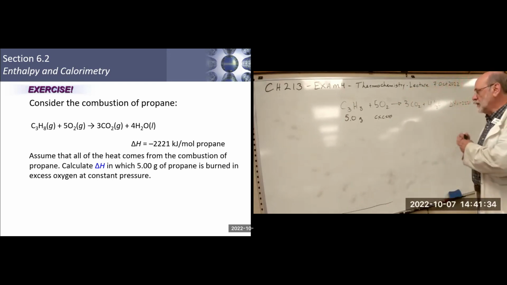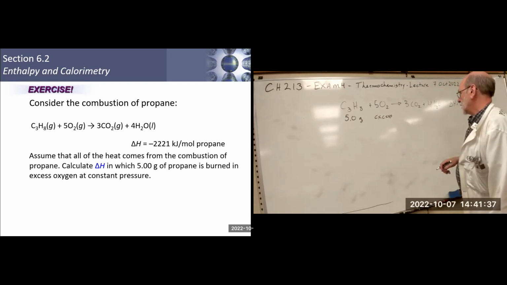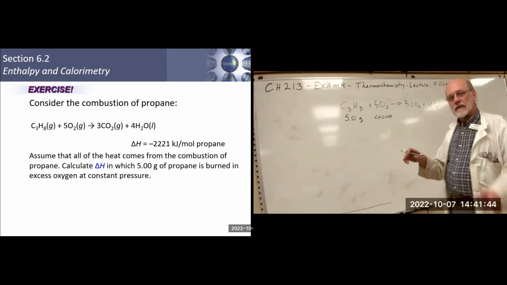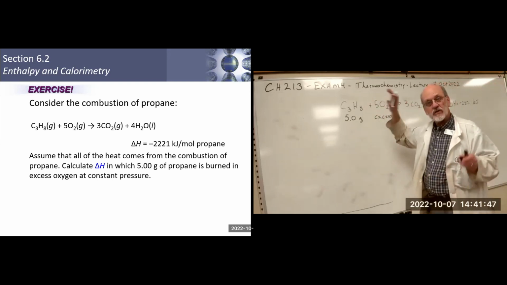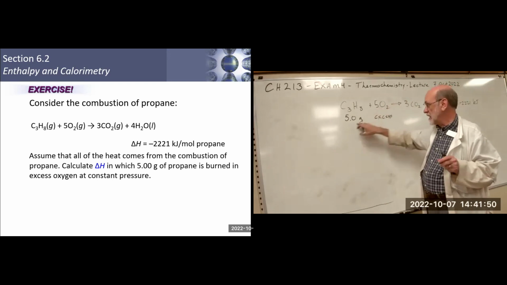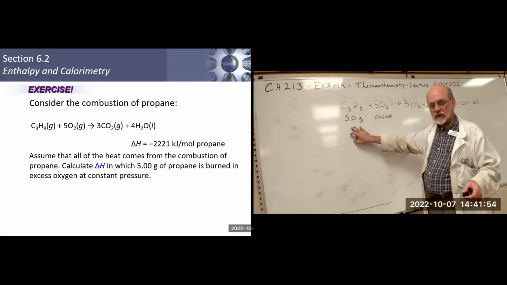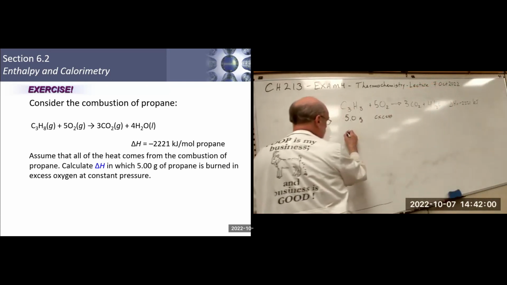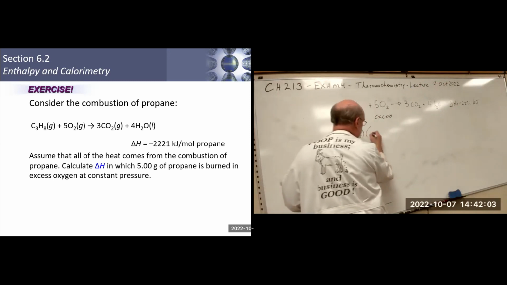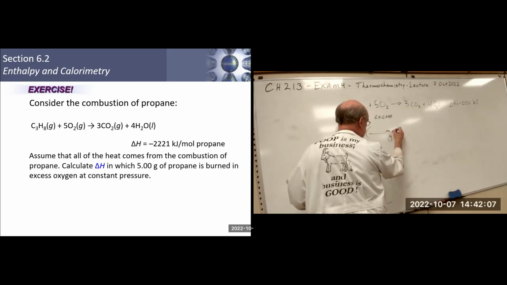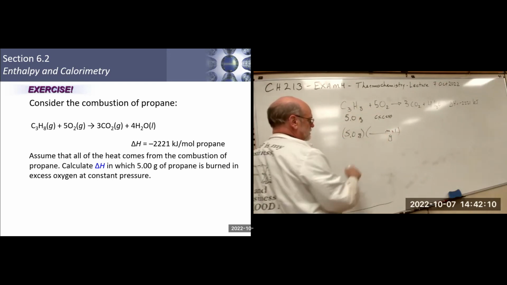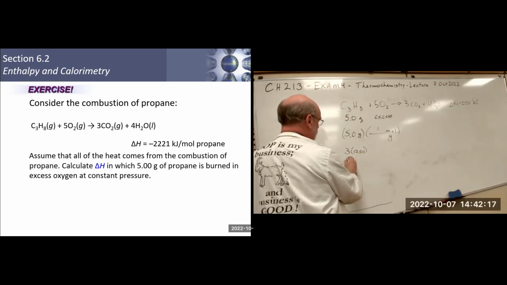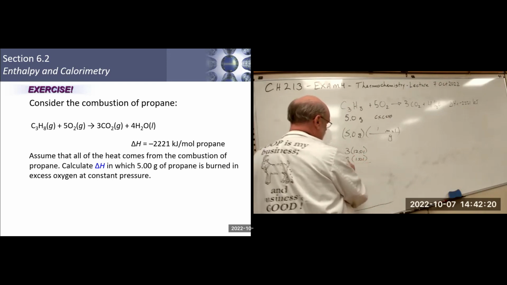Well, the equation is written in terms of moles of reactants and products. So, mass doesn't help us. We need to know how many moles that is. So, dimensional analysis tells us that we're going to go 5 grams, and we need a value for molar mass for that compound to go right here. So we need 3 times 12.01 for carbon and 8 times 1.01 for hydrogen.